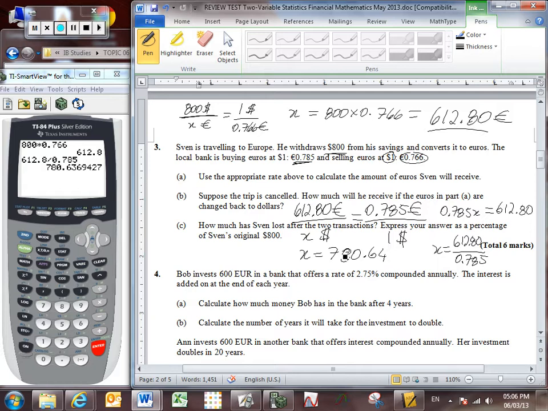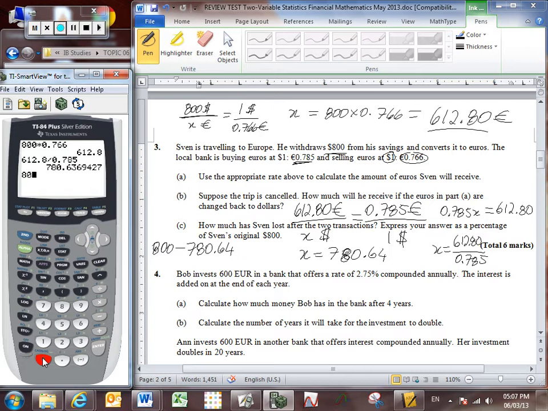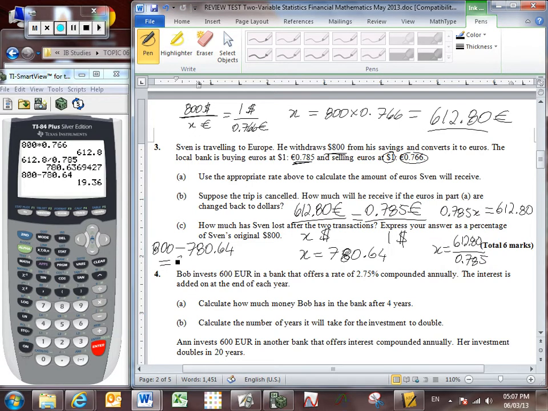Okay. And then Part C. How much has Sven lost after the 2 transactions? Well, we're going to take our original $800, and then he ended up with $780.64. So let's see what the difference is, and that will be the amount that he lost during the 2 transactions. 19.36. And that's dollars, isn't it? Because both of these currencies are dollars.